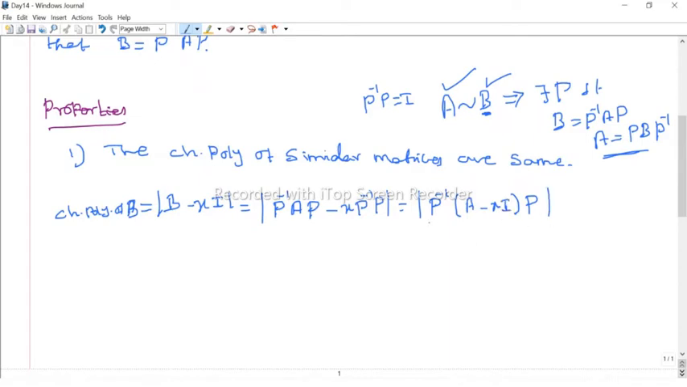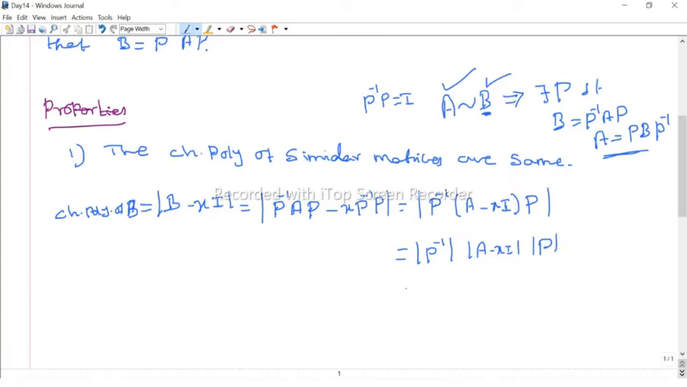Now we have three matrices: one is P inverse, another is A minus xI, another is P. So the determinant of the product of these matrices. We know the property of determinant: determinant of AB equal to determinant of A times determinant of B. Applying this property to the product of the matrices, we get determinant of P inverse times determinant of A minus xI times determinant of P.